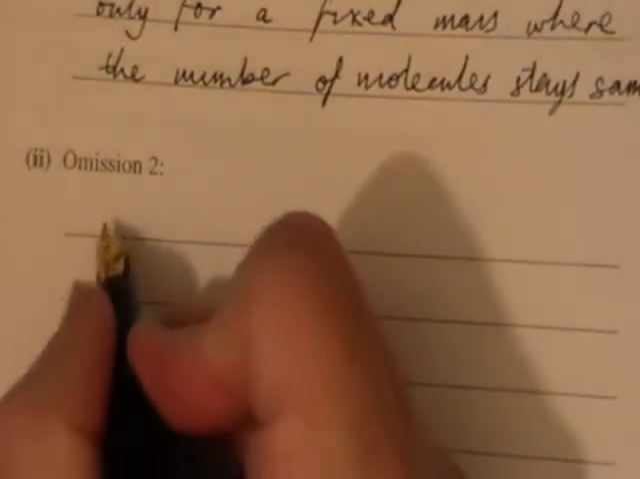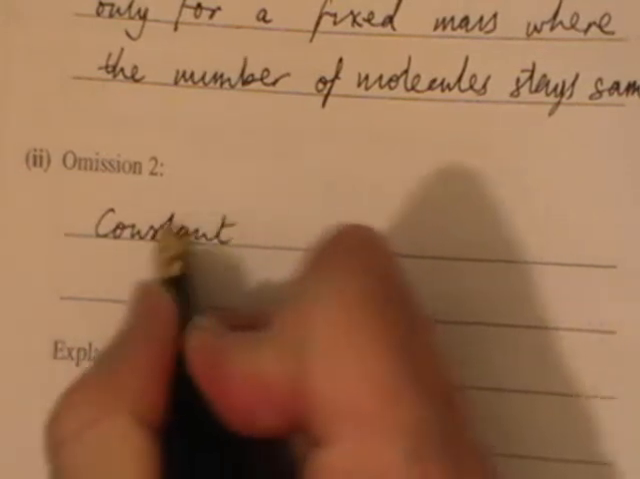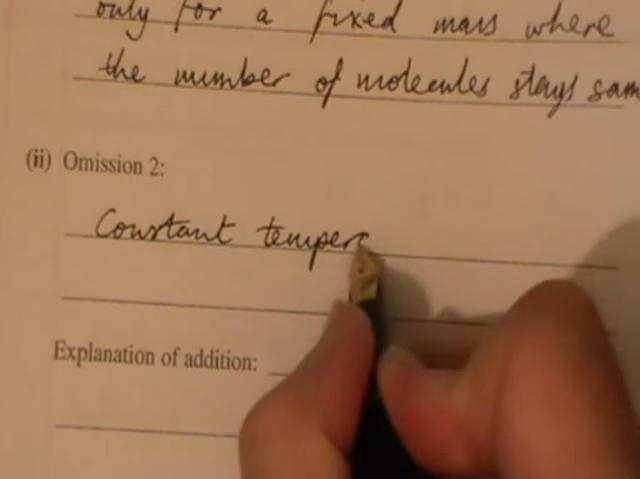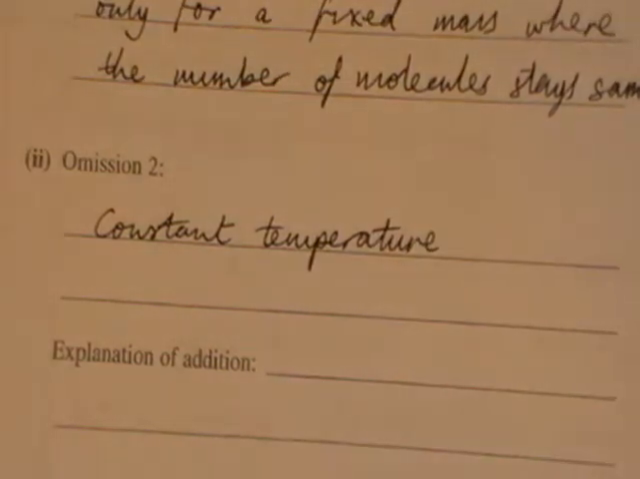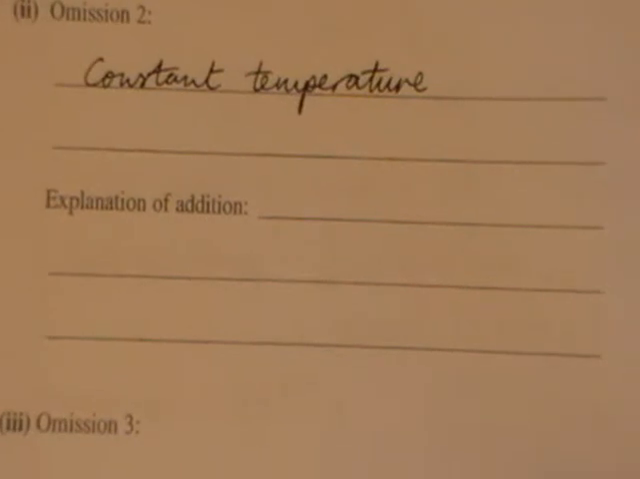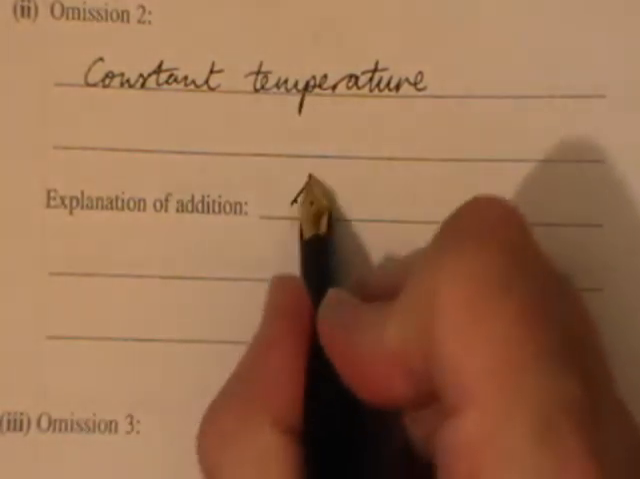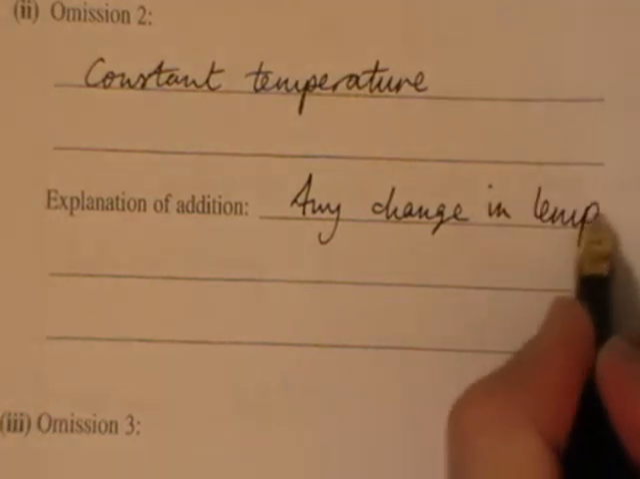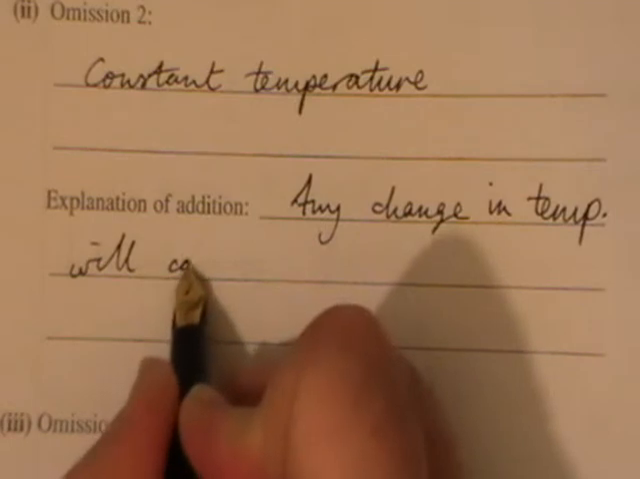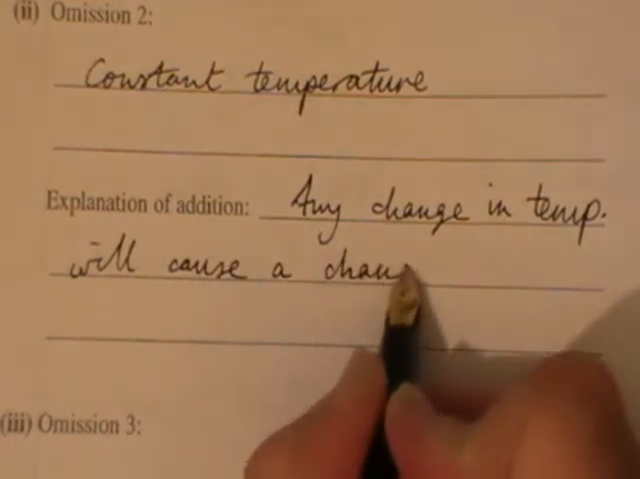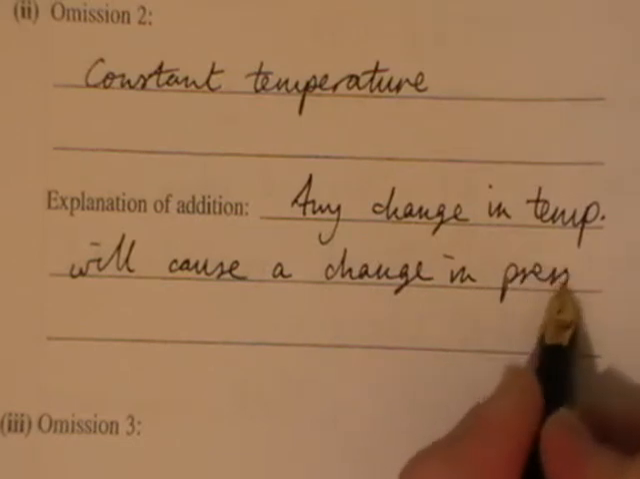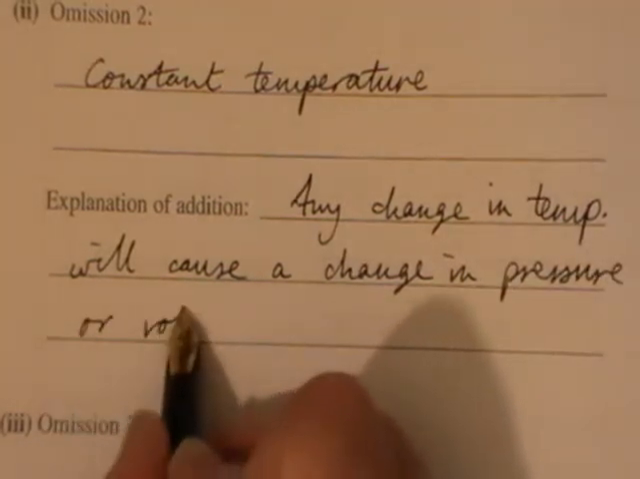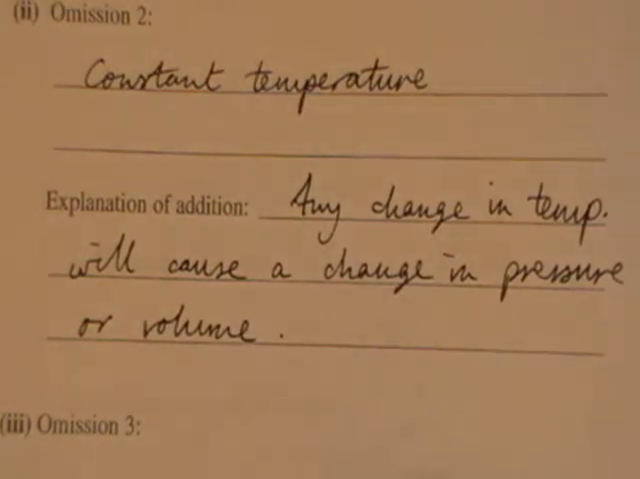Omission 2 then, a constant temperature, has to apply. We need a constant temperature to go into that somewhere. The explanation is that any change in temperature will cause a change in pressure or volume. So in order for us to see the relationship in Boyle's law, we need to have a constant temperature.